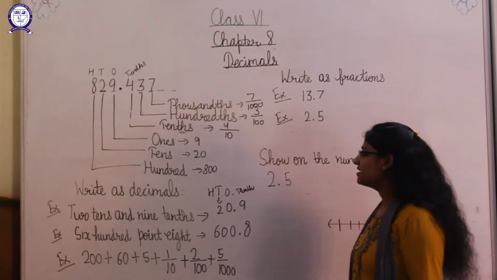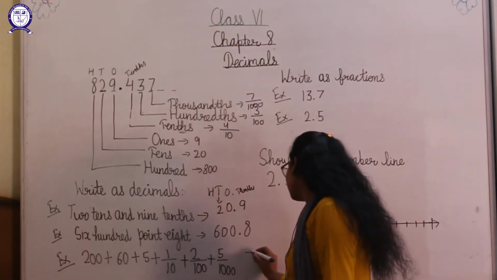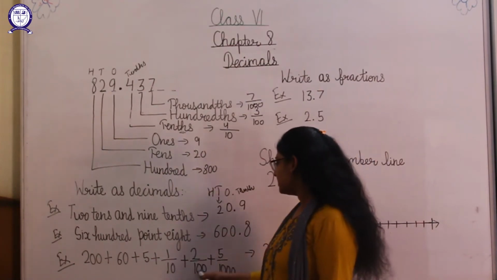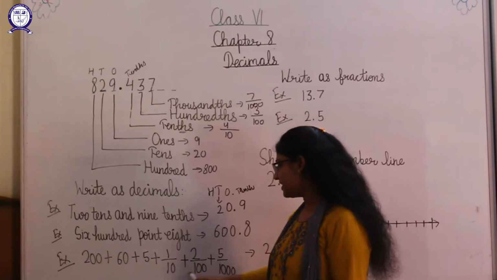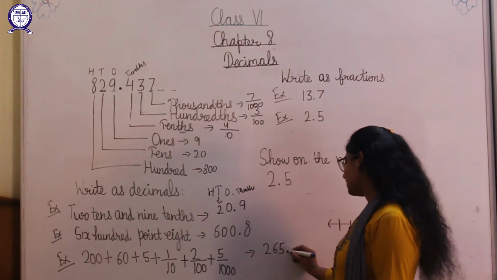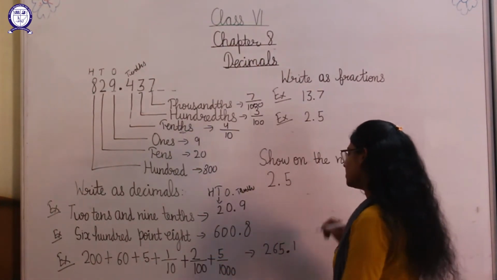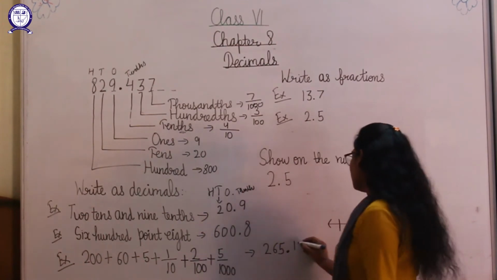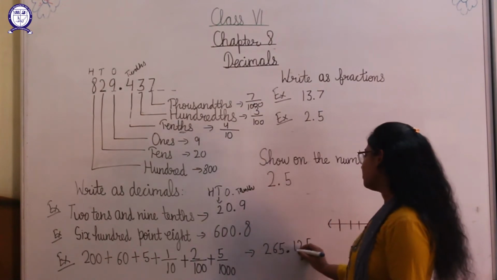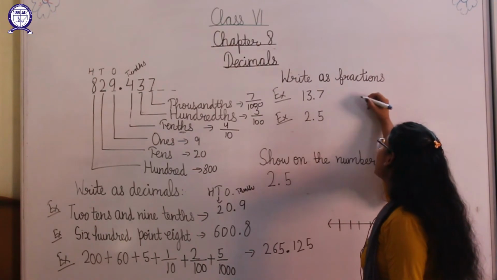So when we have to write it in the decimal form, it will be 265. We will write it as 265. Then these are in the fractions of 10, 100 and 1000, means they are the decimal numbers. So we will put point here. Then for the tenths, the place value is 1. For hundredths it is 2, and for thousandths it is 5. So it will be 265.125.